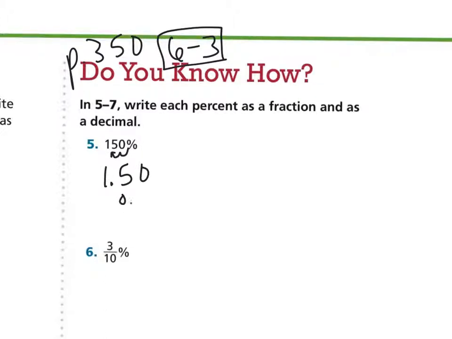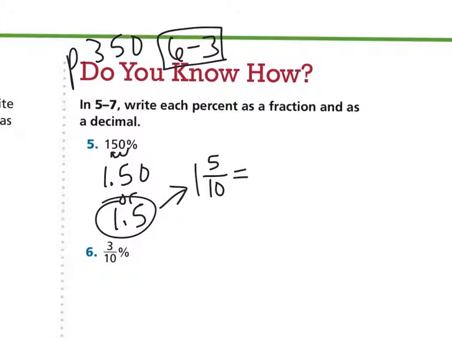So that's 1 and 50 hundredths, or just 1 and 5 tenths. If you go with the 1 and 5 tenths, it actually is going to make things a little bit simpler for you as far as your fraction part, maybe, because then our fraction we can write as 1 and 5 tenths, and then we can just reduce that down. So that's a big percent.